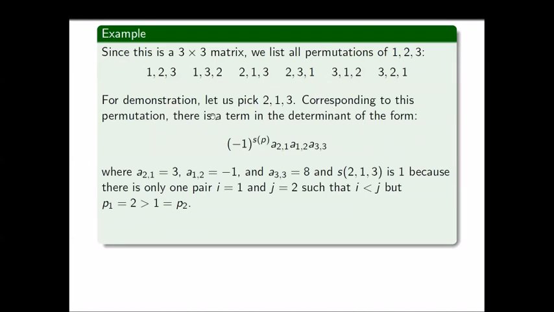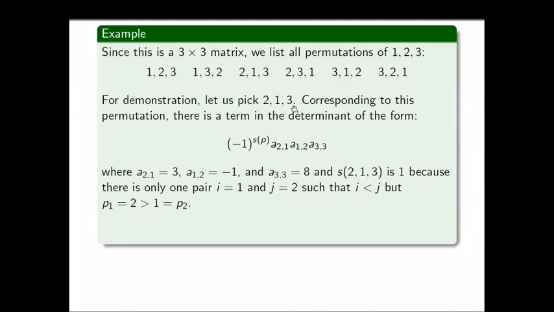Corresponding to this permutation, there's a term in the sum in the determinant formula of the form (-1) to the S(P) times A21, A12, A33. So we go to the matrix and we pick exactly those terms. A21 is 3, A12 is -1, and A33 is 8. And S(213) is just 1, because there's only one pair, i equal to 1 and j equal to 2, such that when i is less than j, Pi is bigger than Pj.